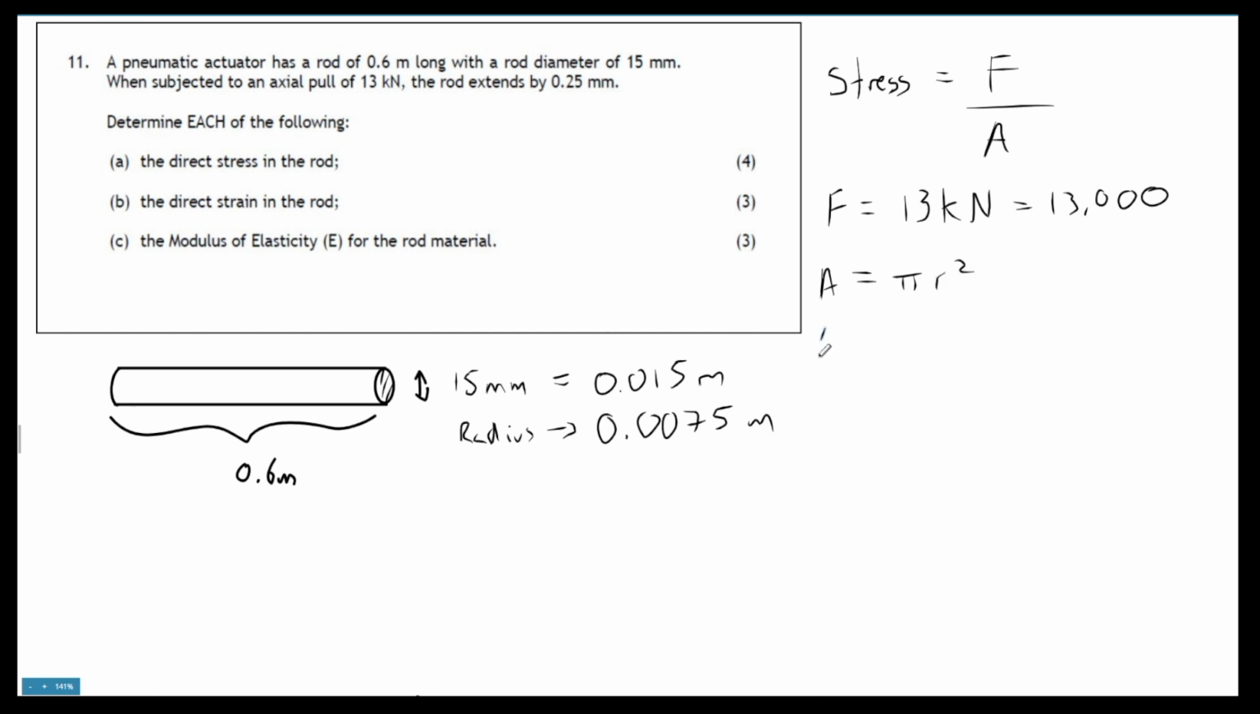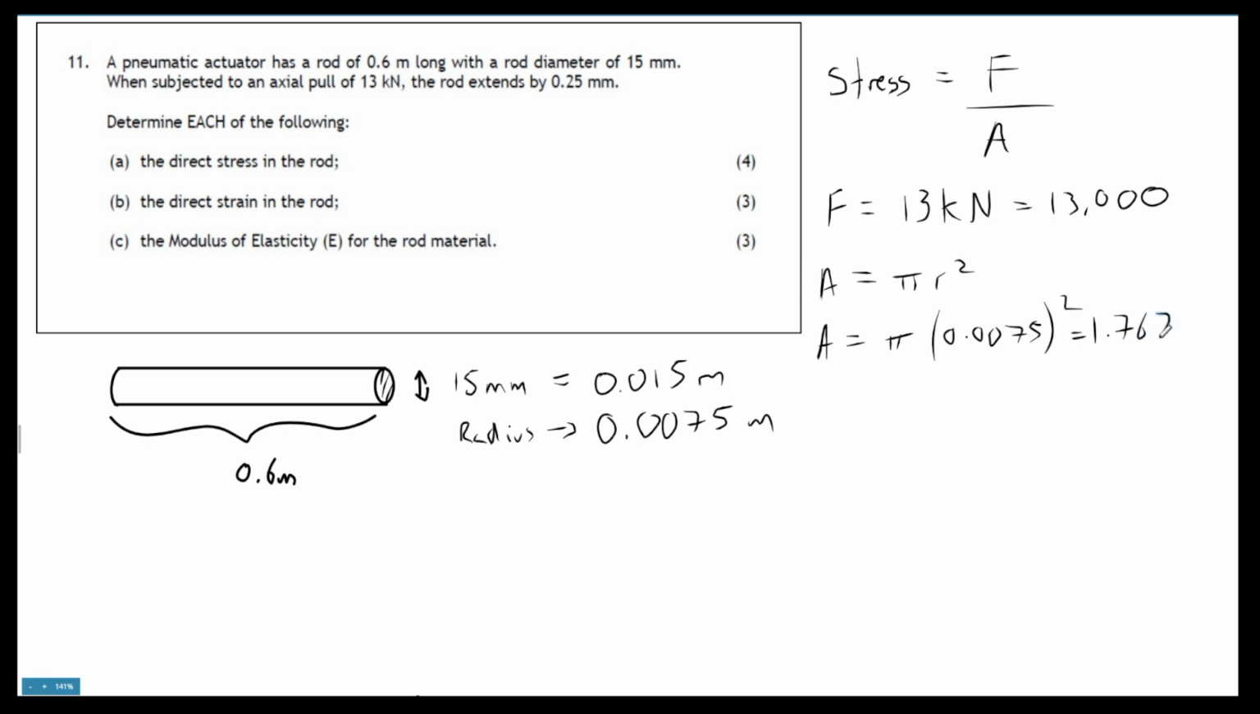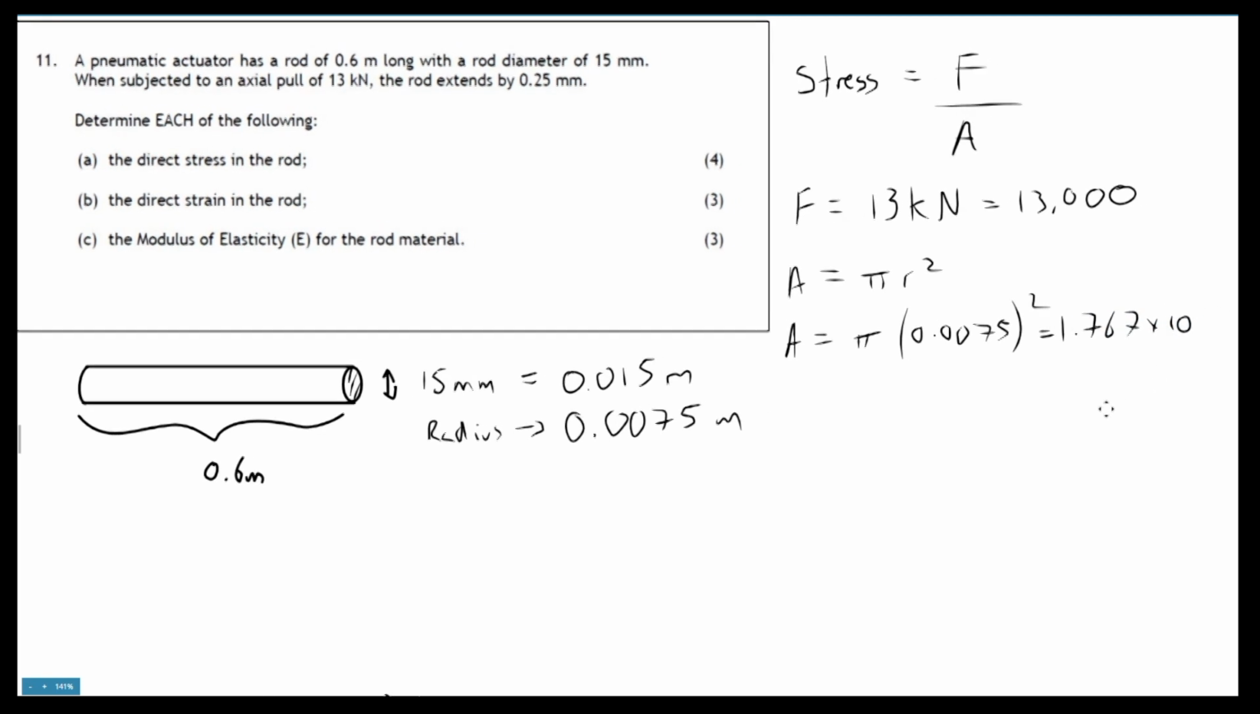Then we're going to plug it into this equation. We're going to get the area is equal to pi r squared. So you can do 0.0075 squared times by pi, which means I just take my answer and square it, and then times it by pi. We get a very small number. Let's use standard form, or scientific notation. So the area is 1.767 times by 10 to the negative 4 meters squared. Great. Just squeezed it in there.